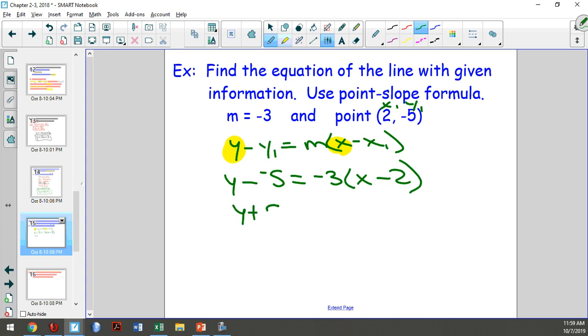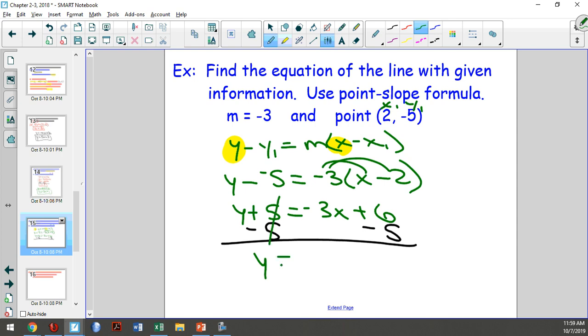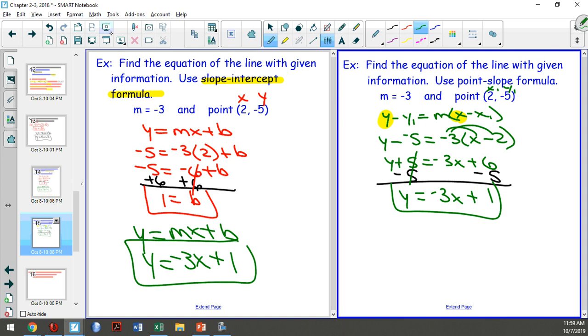So I have y plus 5 is equal to, distribute, -3x plus 6. Solve for y. So what should you do? Subtract the 5 over. So if you subtract 5 over, you're going to get y is equal to -3x plus 1. So same exact problem, done two different ways, you get exactly the same answer both times. Do we understand that, yes or no?